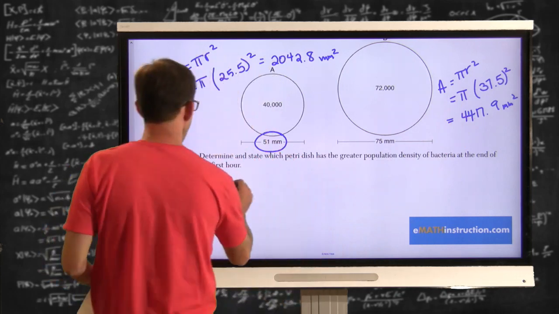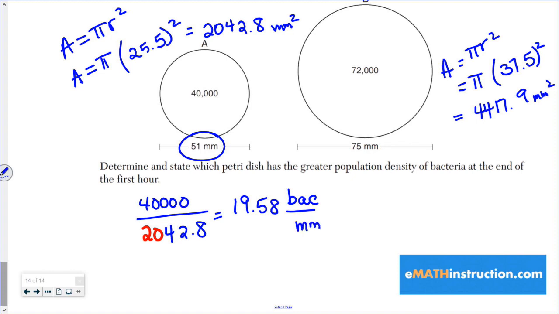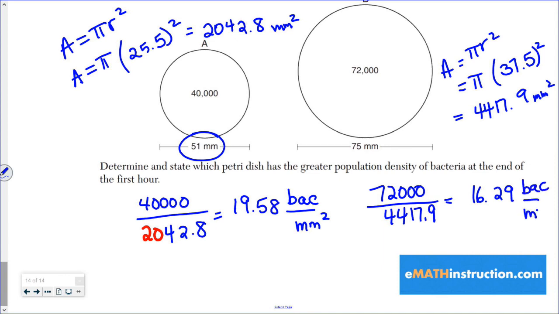So I take 40,000 and I divide by 2,042.8, and I get 19.58 bacteria per square millimeter. Likewise, I take 72,000 and I divide by its area, 4,417.9, and I get 16.29 bacteria per square millimeter.